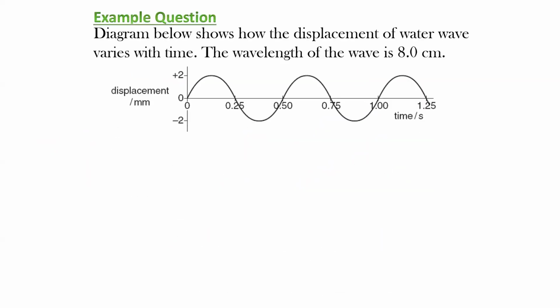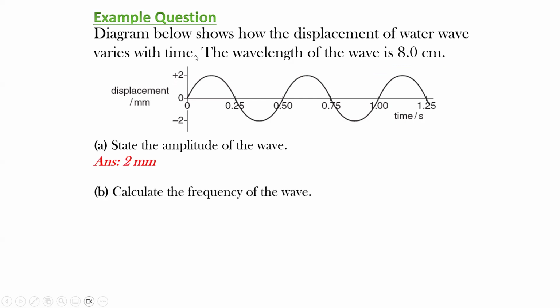Like the diagram below shows the displacement and time graph. The wavelength of a wave is 8 centimeters. We cannot measure the wavelength from this. Like if I say this is a wavelength, then it is wrong. Why would it be wrong? Because in a displacement distance graph we can label the wavelength, but here we can only mention the time period. So in the question, state the amplitude. What is the amplitude of this wave? The amplitude is 2 millimeters.